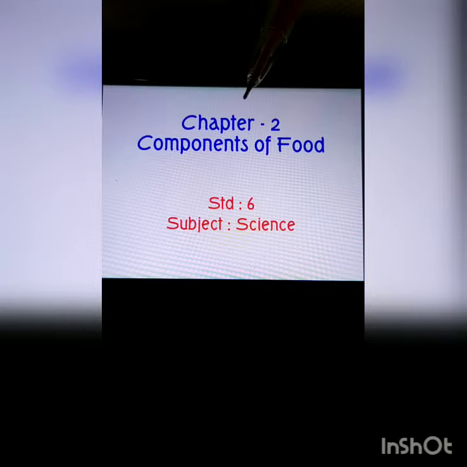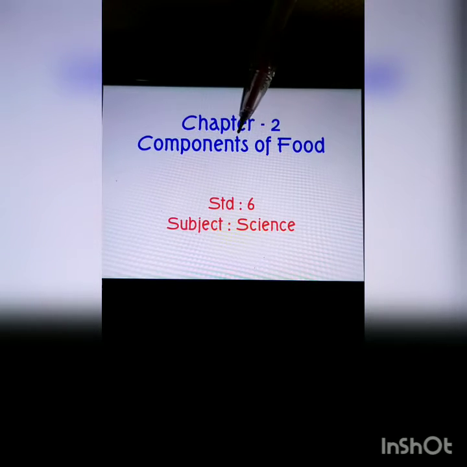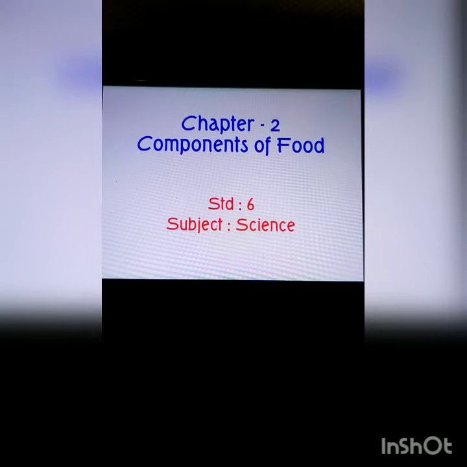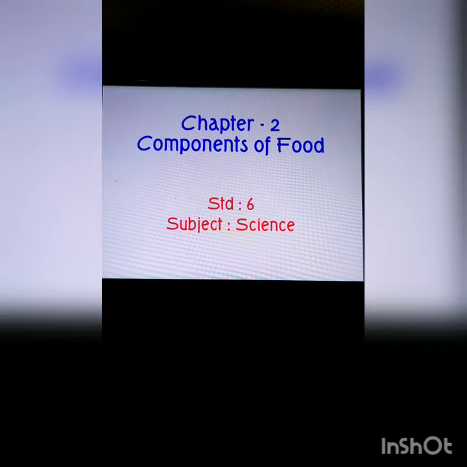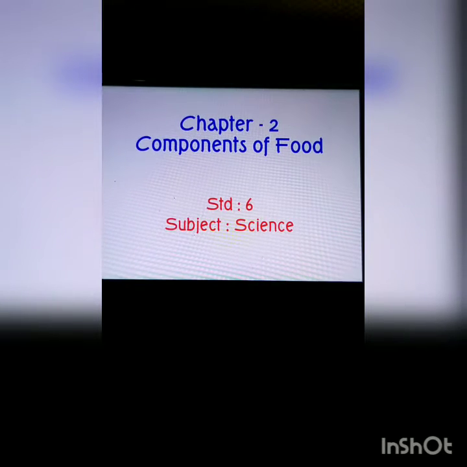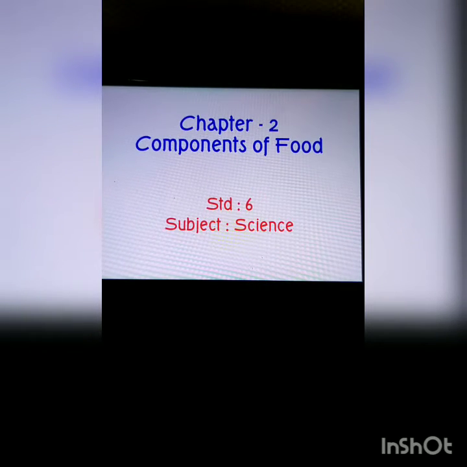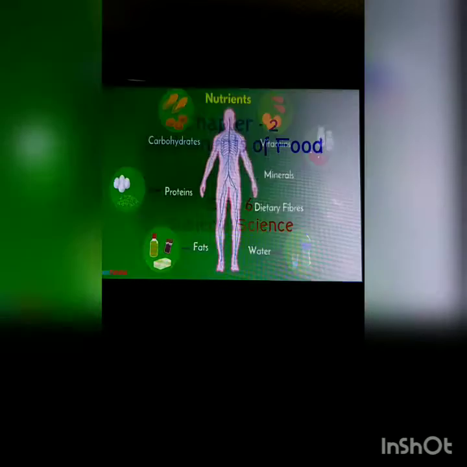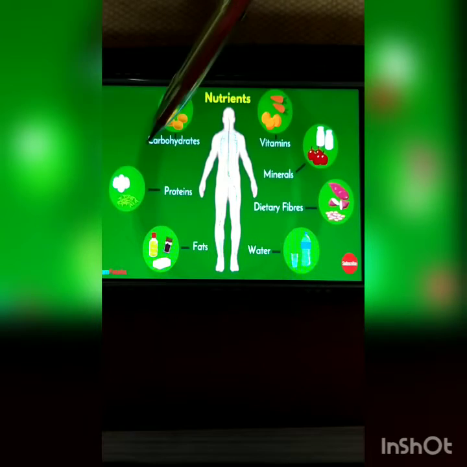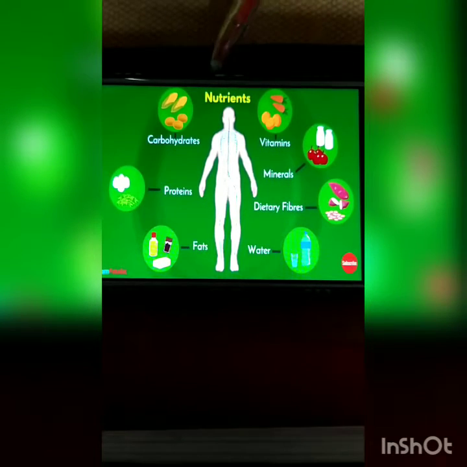Good morning, dear students. Today we are going to start with a new chapter, that is chapter 2, components of food. We know that each food item is usually made up of one or more ingredients, which we get either from plants or from animals. These ingredients contain some of the components that are needed by our body. These components are called nutrients.